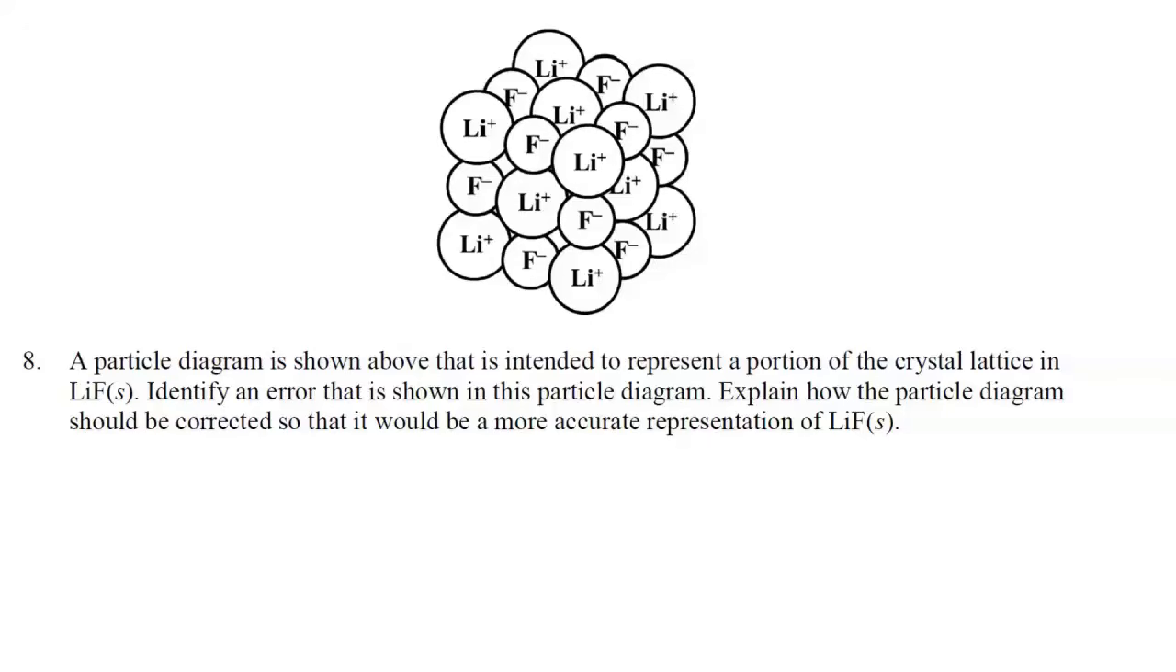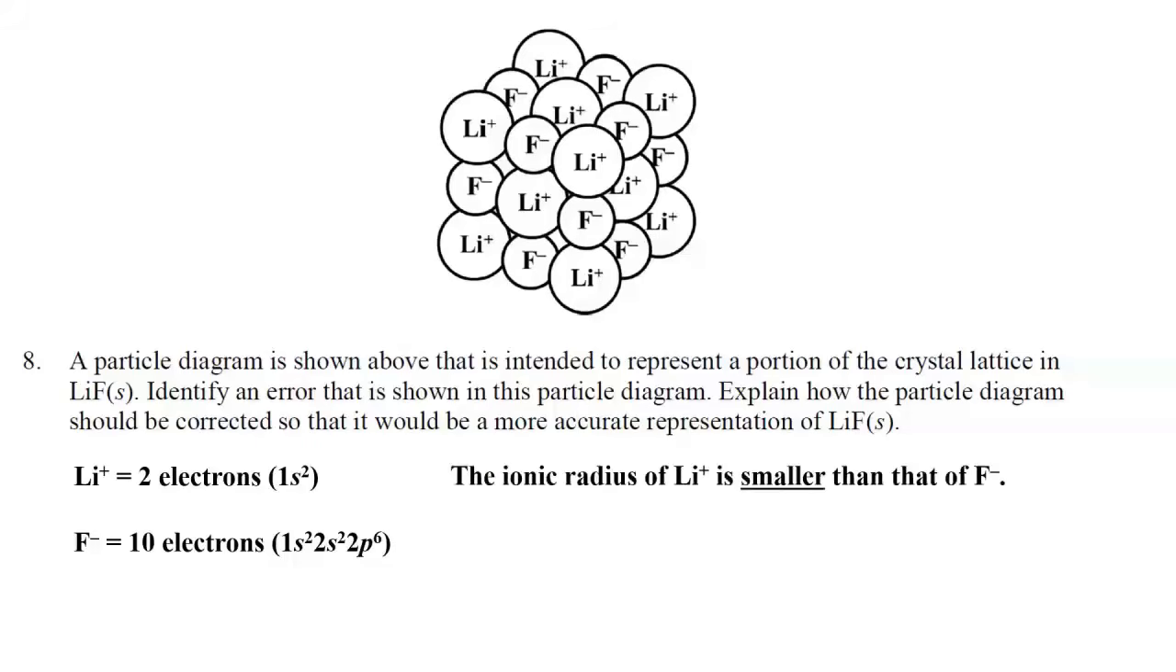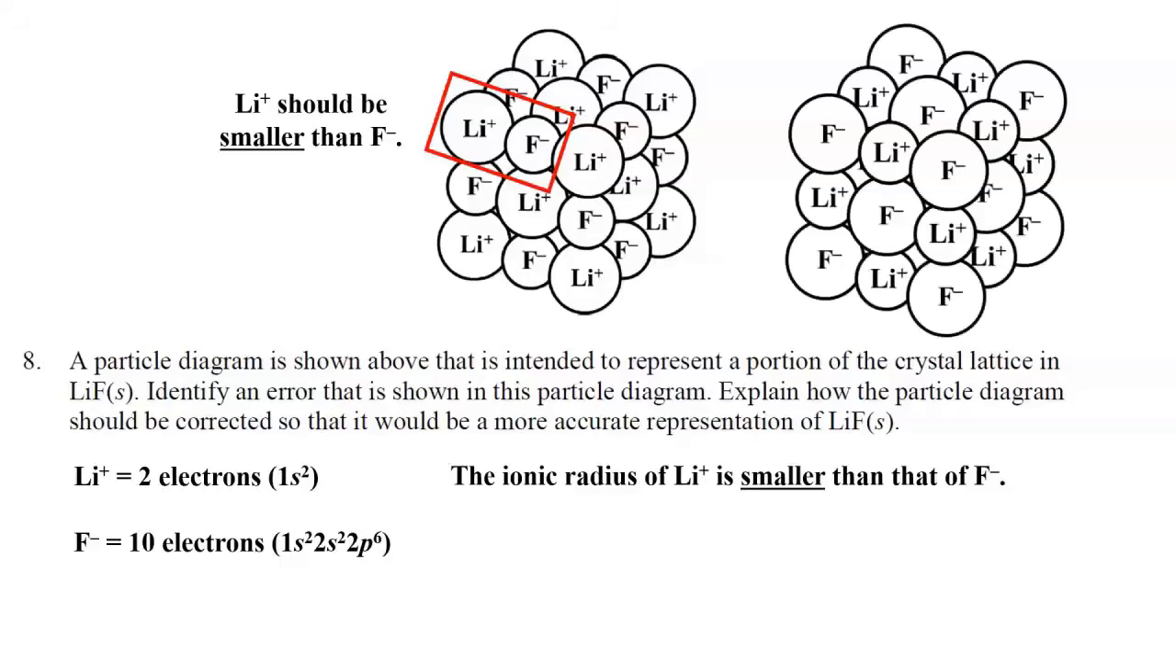The problem is the relative size of these ions. Now, considering the number of electrons for each ion, Li+ should have 2 electrons. F- should have 10 electrons. So the lithium ion is actually smaller in size than the fluoride ion. So to change that part of the particle diagram, that is how the particle diagram should be corrected. Lithium plus should be smaller than fluoride, F minus.